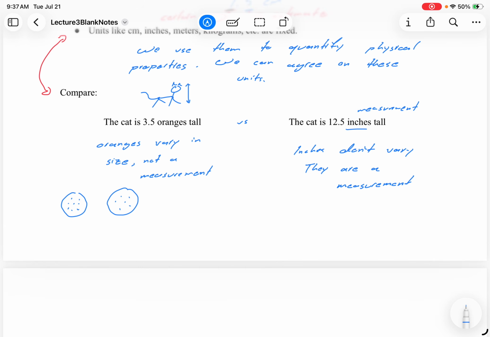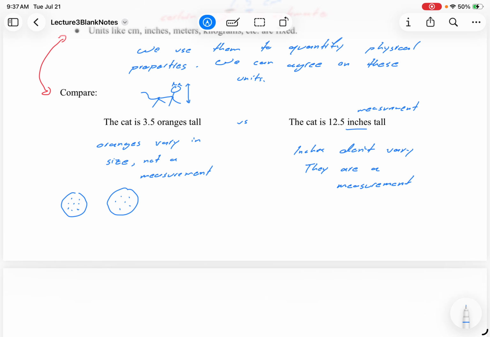Like I said before, 2.54 centimeters is in 1 inch, and that's not gonna change. Go to Canada, go to England or someplace, it's gonna be the same. 2.54 centimeters is gonna be in an inch, and that is agreed upon. So these are not gonna change. Therefore, they are a reliable measurement, right?